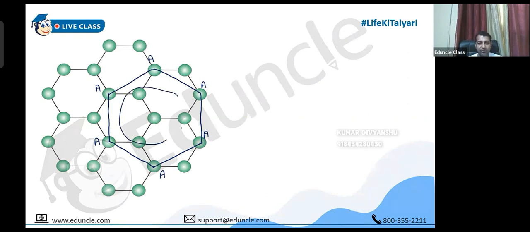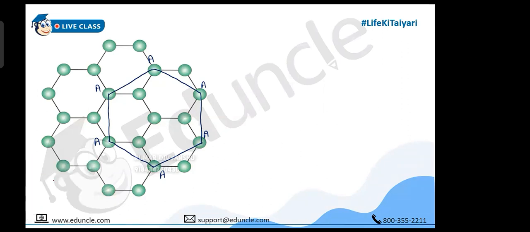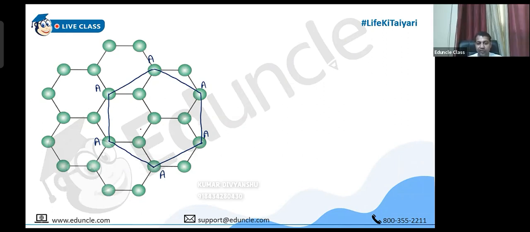These four totally belong to this one, and there are atoms at the corners also. Clear? Yes, sir. This is the unit cell which is non-primitive. Now, what is the unit cell which is considered to be primitive in this case?